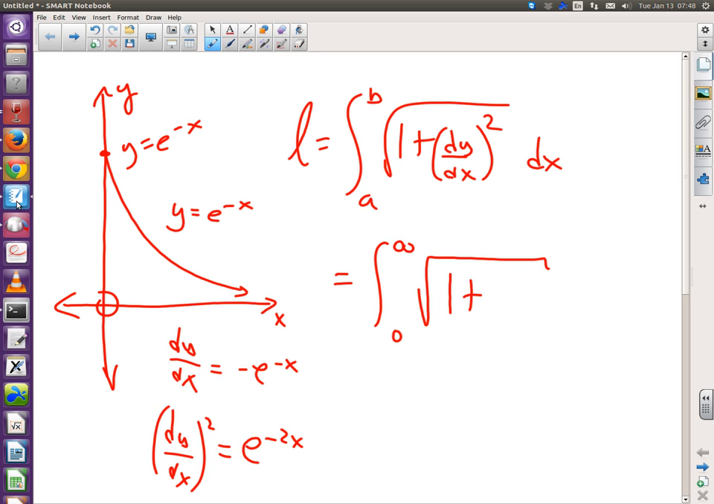Now, is there another way of writing e to the negative x squared? 1 over e to the 2x. I'm going to write it that way. Okay. Now, can you find that integral with like a u sub? Can you do an antiderivative here? No. All right, so we can do this. We can only do this numerically.